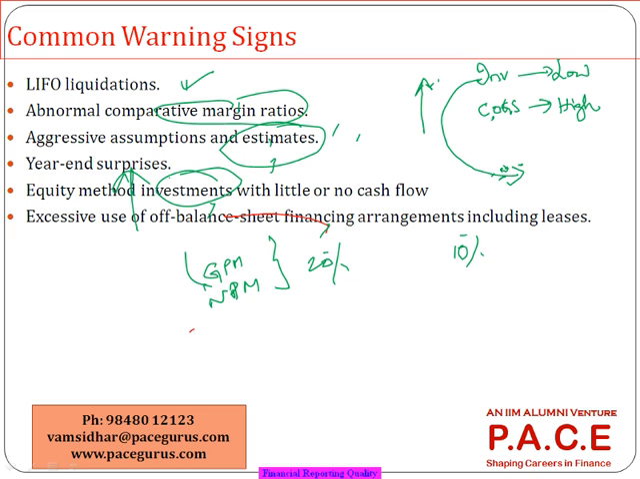And sometimes off-balance-sheet financing, like if it is a capital lease, I'll show it as an operating lease. Though it's a capital lease, I'll show it as an operating lease. The assets and all don't go up drastically, so my ROA and all are much higher. So some such kinds of manipulations are done.